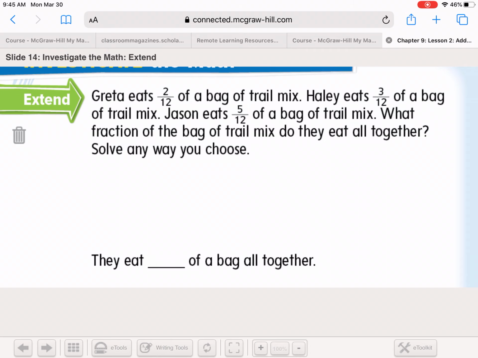Greta eats 2/12 of a bag of trail mix. Haley eats 3/12 of a bag of trail mix. Jason eats 5/12 of a bag of trail mix. What fraction of the trail mix do they get all together?